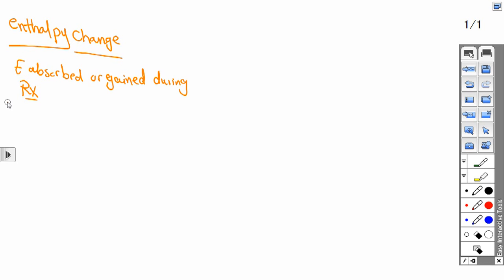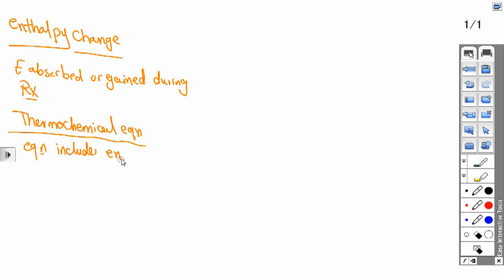The normal chemical equation, as we wrote before, doesn't include the change in energy. If the chemical equation includes the change in energy, the amount of energy absorbed or gained, we call it a thermochemical equation. So, a thermochemical equation is the equation that includes the enthalpy change.